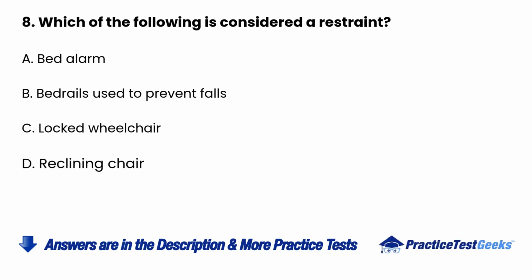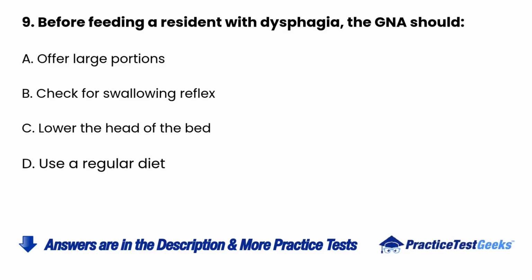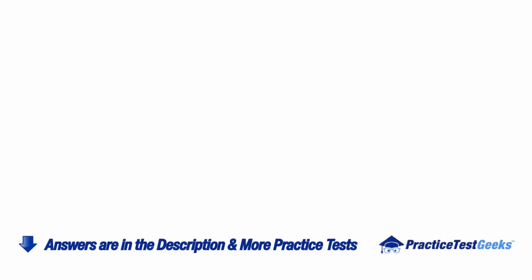8. Which of the following is considered a restraint? A. Bed alarm. B. Bed rails used to prevent falls. C. Locked wheelchair. D. Reclining chair. 9. Before feeding a resident with dysphagia, the GNA should A. Offer large portions. B. Check for swallowing reflex. C. Lower the head of the bed. D. Use a regular diet.